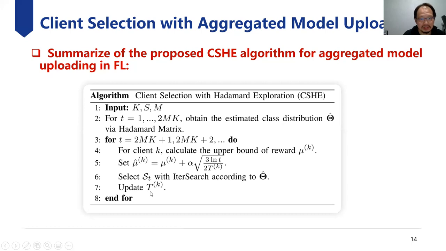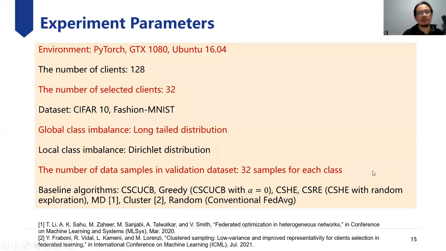Then we update the final one, and then we get it towards the end. So we performed experiments as follows with PyTorch on a GTX 1080 with Ubuntu 16.04, a number of clients of 128, a number of selected clients of 32, and datasets. We also explained the rationale of using those datasets in the paper: the global class imbalance long tail distribution, and we have a local class imbalance.